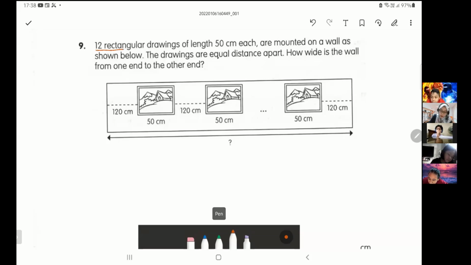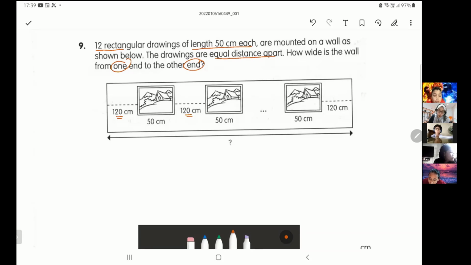12 rectangular drawings of length 50 cm each are mounted on a wall as shown below. So they are all the same drawings, right? Mounted means I put them onto the wall. The drawings are an equal distance apart. Can you see? They are put at distances of 120 cm, all equal distance apart. These drawings are all the same size. How wide is the wall from one end to the other end? From one end to the other means the start to the end.